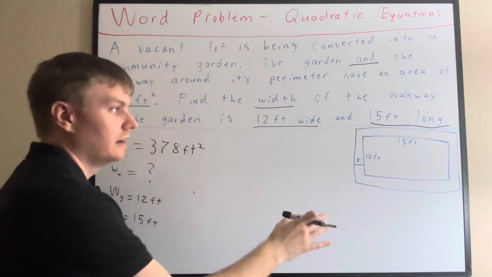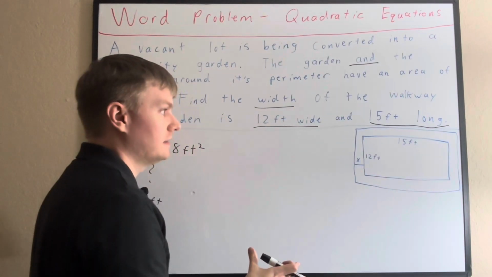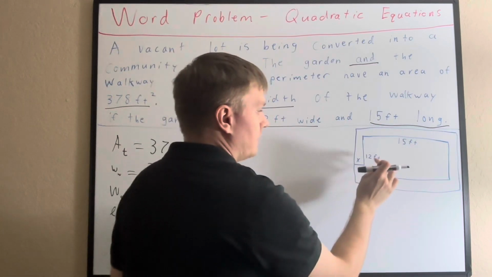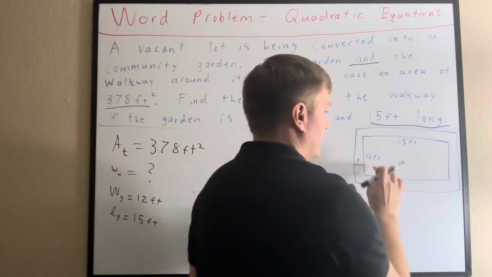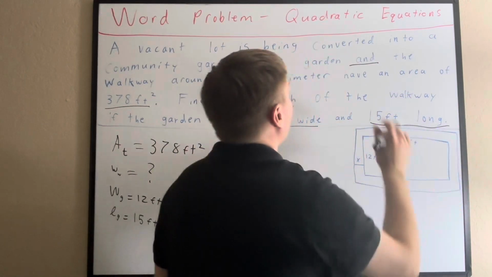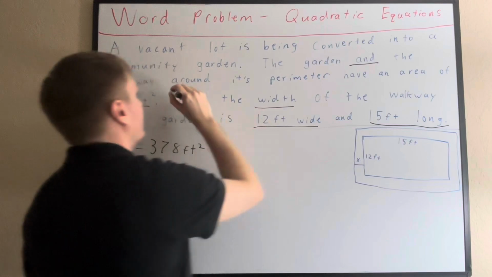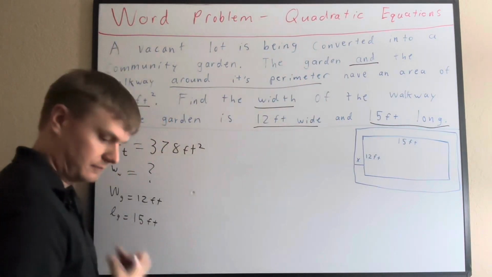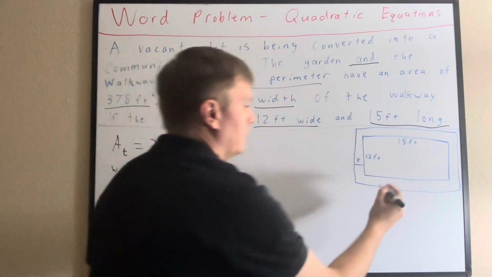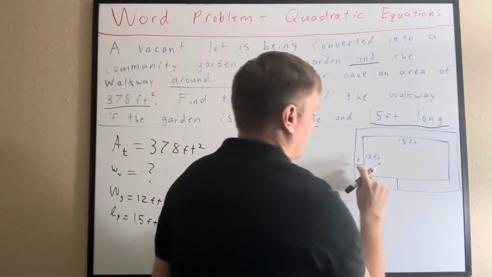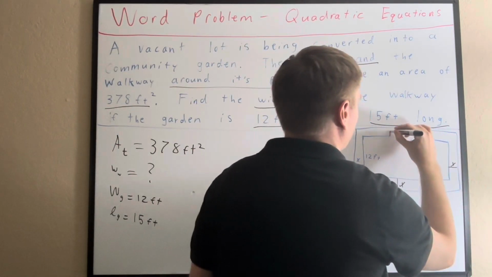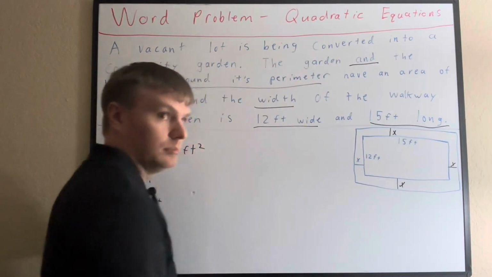And the picture lays it all out pretty nicely for us. So we have a 12 feet wide garden and a 15-foot long garden, and we have this walkway around its perimeter. So it goes all the way around it. This is x, this is what we're looking for, but it's also there, and it's also there, and it's also there. That seems like it's important.